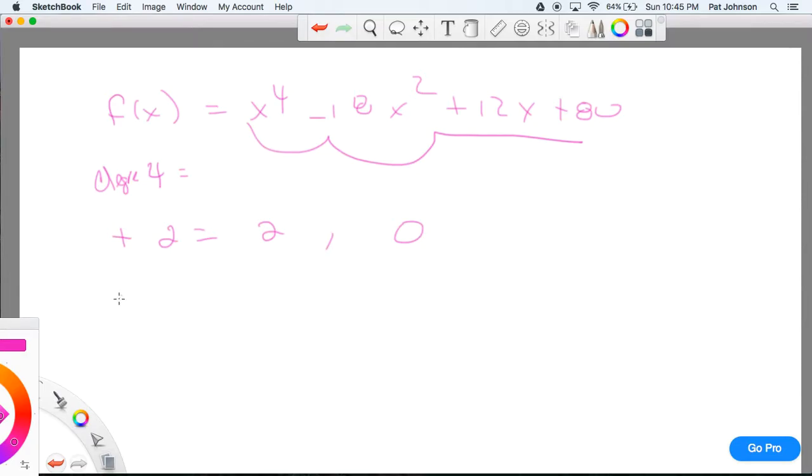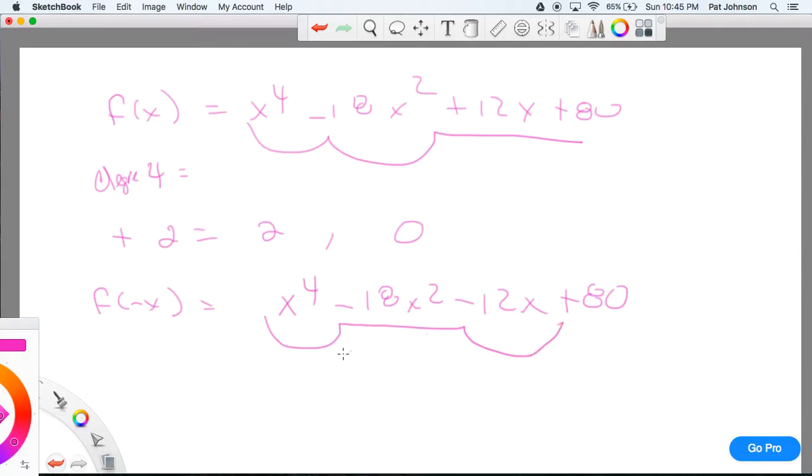Now let's put in f of negative x. So it's even, so it doesn't change. I don't have an odd. It's even, so that doesn't change. I have an odd, so that changes to its opposite. And then a constant doesn't change because there's no x. So I go from here to here. It's 1 change, no change, 2 changes. So I have a possible 2 negative roots. So I can have 2 sign changes. So I can have 2 or 0. All right.